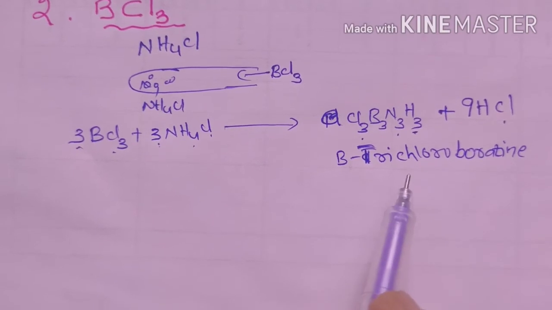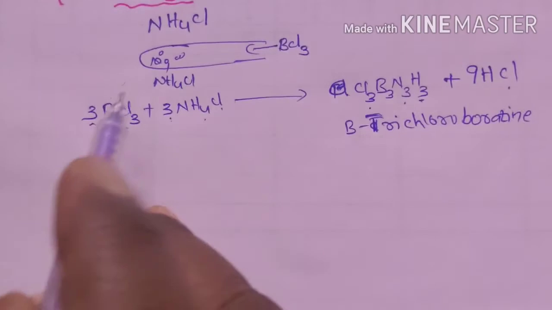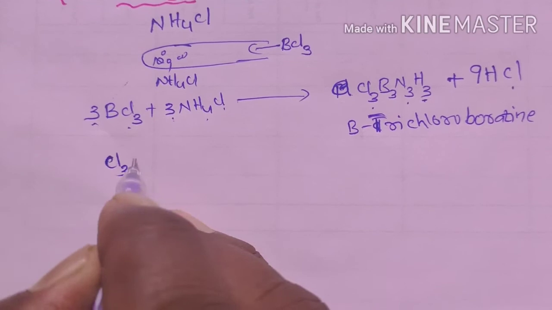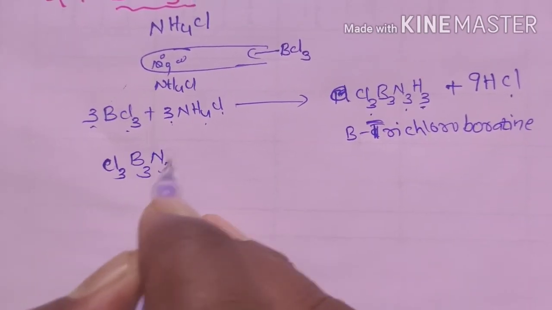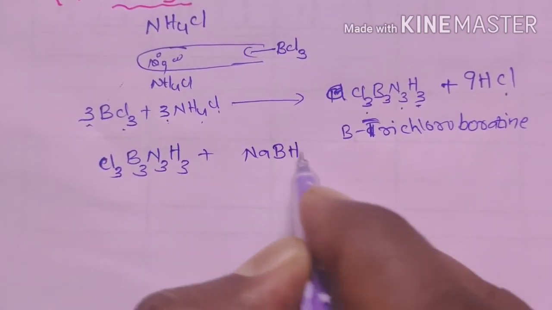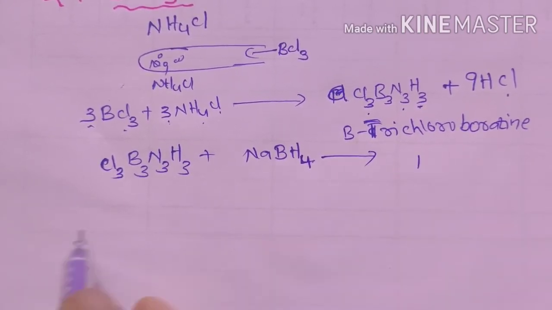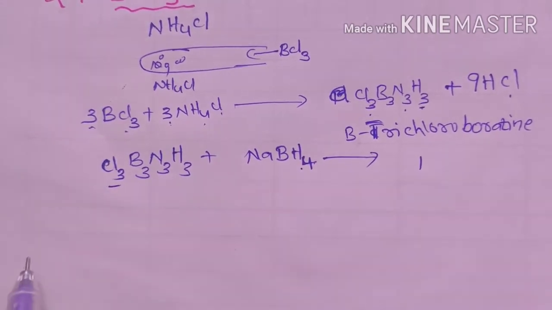We get this product in the form of crystals, and later this intermediate product is subjected to reduction with sodium borohydride. So we have to reduce this intermediate product in order to get the borazole or borazine. So we take the sodium borohydride. This is known as sodium borohydride. Here we have to replace these chlorine atoms with hydrogen atoms. Then only we get the borazole or borazine.